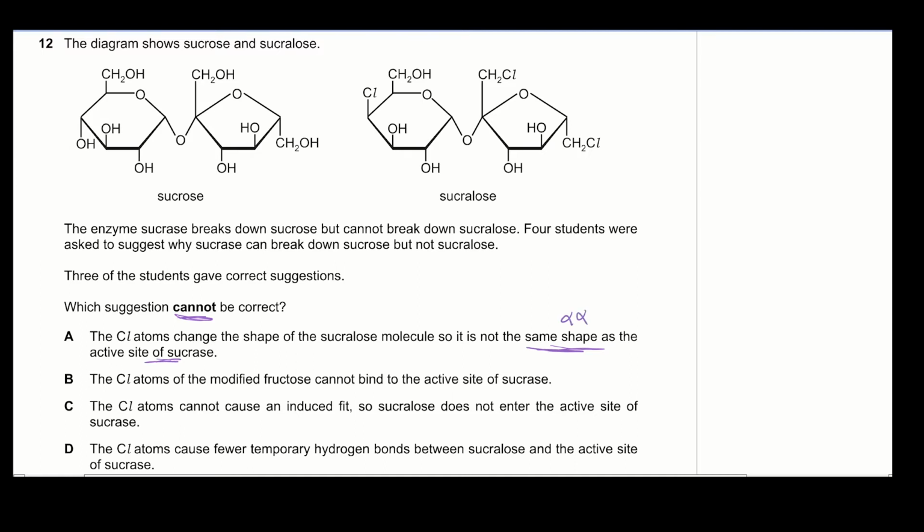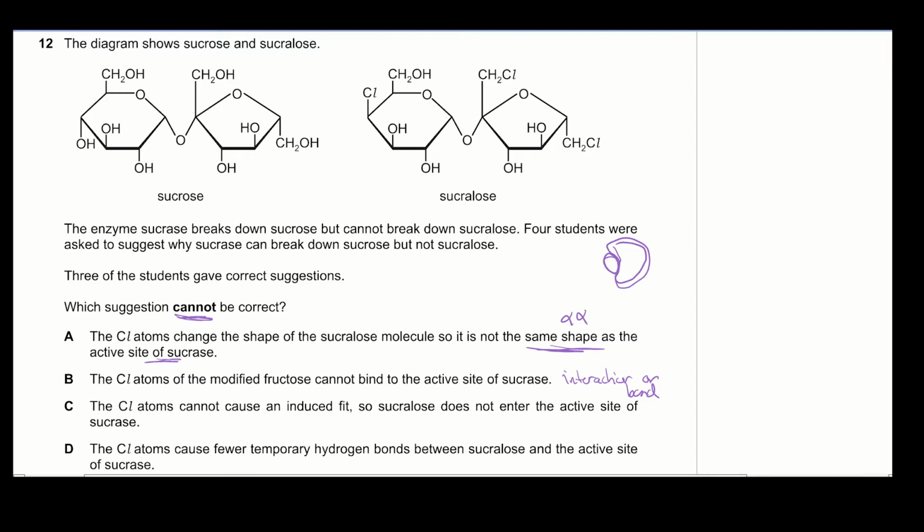The reason for this is because the sucralose molecule is complementary to the enzyme. It's not the same shape as the enzyme. For example, if the enzyme looks like this, it is complementary. It's not the same shape, so this must be incorrect. Let's look at the other suggestions. B. The chlorine atoms of the modified fructose cannot bind to the active site of sucrase. Actually, we cannot decide in this case whether it's correct or incorrect because here we don't know the type of interactions or bonds which have been altered or changed between the substrate and the enzyme. So in this case, we cannot decide.